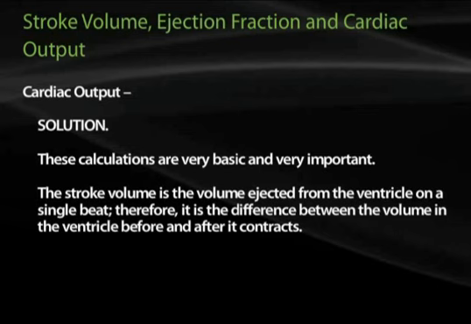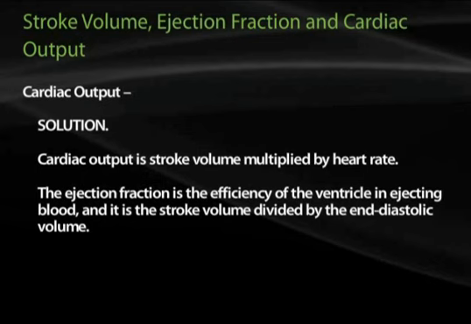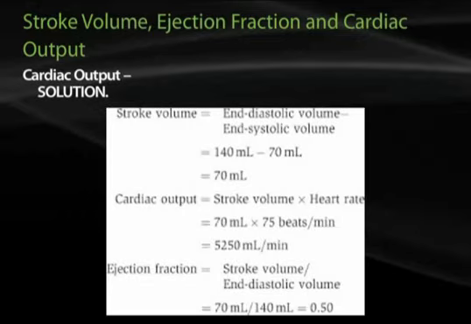It's important to remember these calculations. The stroke volume is the volume ejected from the ventricle in a single beat. Therefore, it's the difference between the volume in the ventricle before and after it contracts. Basically, it's the difference of the volume in the ventricle at maximum and at minimum capacity. The cardiac output is the stroke volume multiplied by the heart rate. The ejection fraction is the efficiency of the ventricle in ejecting blood, and it is the stroke volume divided by the end-diastolic volume.